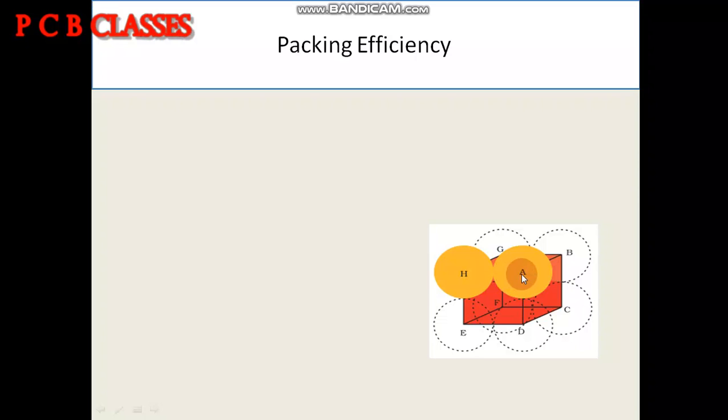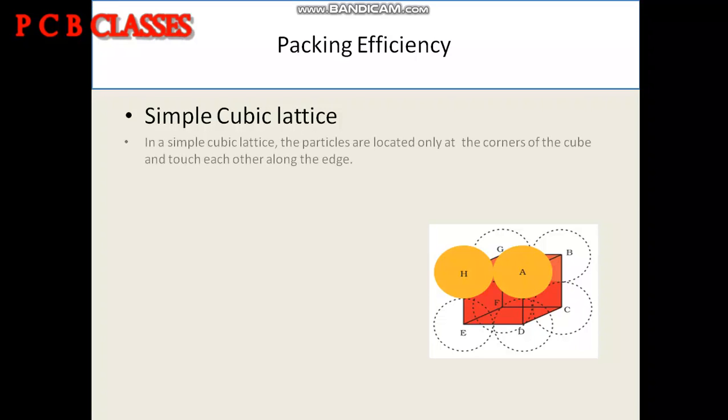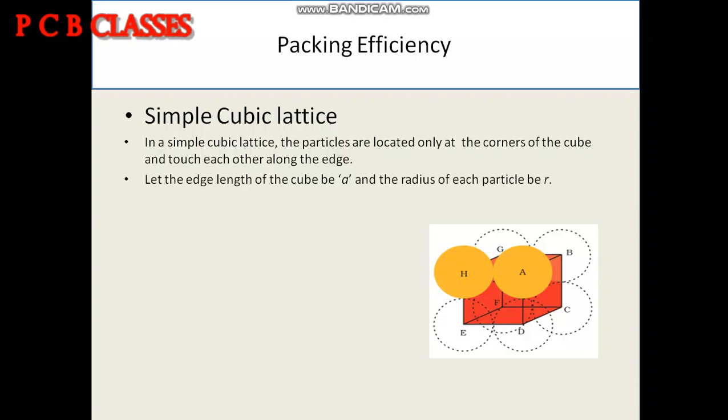Now if we denote this by a, look, in this case of simple cubic unit cell, the atoms are only at the corners and they are touching along their edge. So if you take the edge length, that is HA, as a, and the radius of one atom as R, then a will be equal to 2R. How? HA: from here to this point is R, and from this point to this point is R.